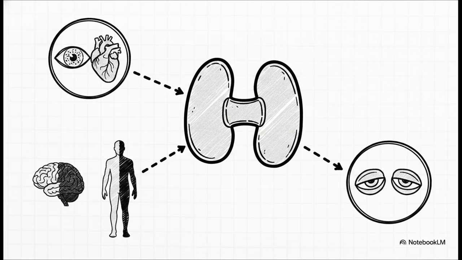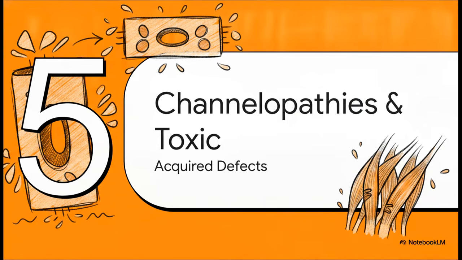MELAS, conversely, presents with early stroke-like episodes. We're talking hemiparesis or cortical blindness that totally ignores standard vascular territories. And isolated CPEO is exactly what it sounds like. But notice this: they rarely complain of true diplopia because those ocular muscles weaken symmetrically. And finally, we arrive at Section 5, channelopathies and toxic myopathies, excitability and acquired defects.